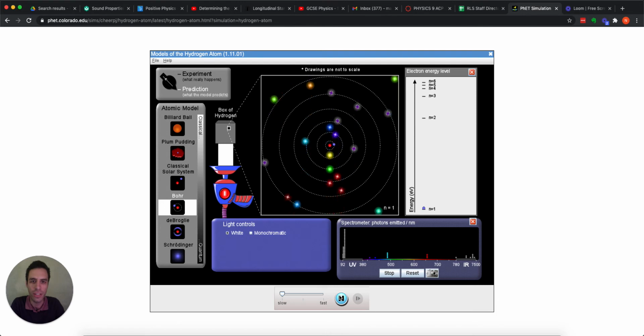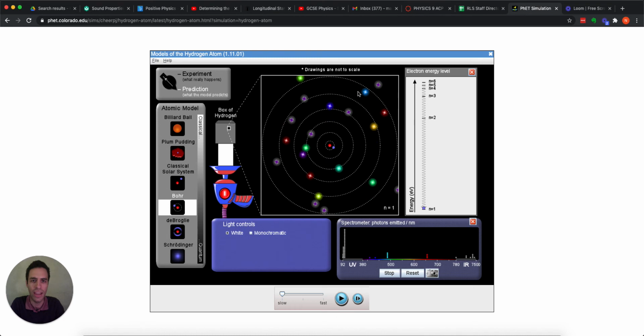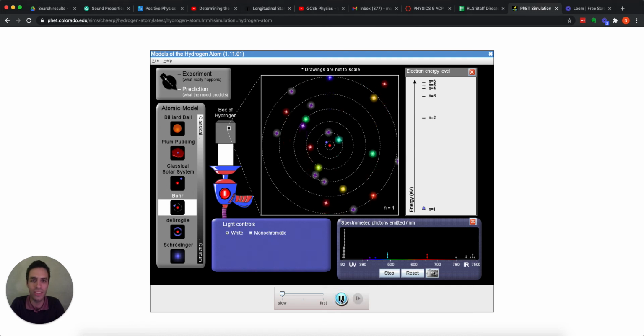So the electron's on level 1. Still on level 1. Oh, now we're on level 5. Okay, this photon right here. Did you see that one being created? When the electron fell back down to level 1, this photon was created and it's going in a different direction.